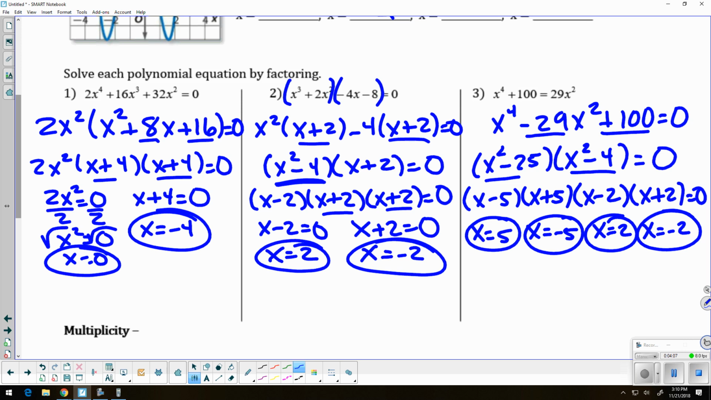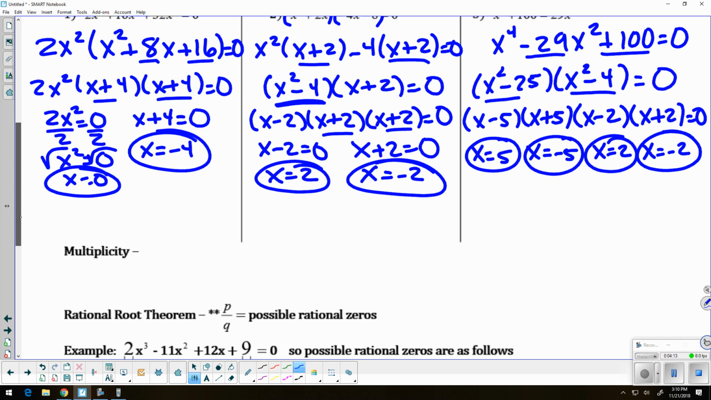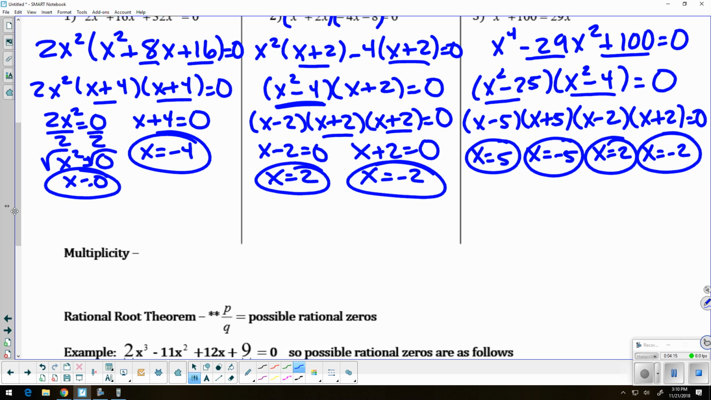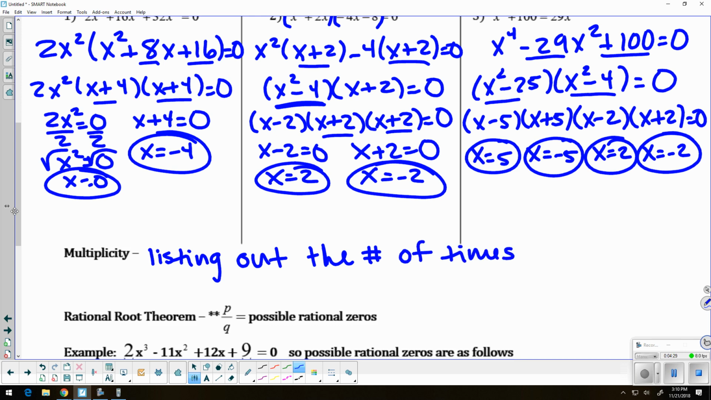Okay, this is leading us into our first conversation here. So with the first couple problems at least, we did see the same answer more than once. This is what's known as the multiplicity. So what the multiplicity is, it's basically you're listing out the number of times a number is a solution.